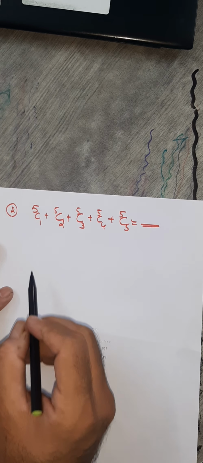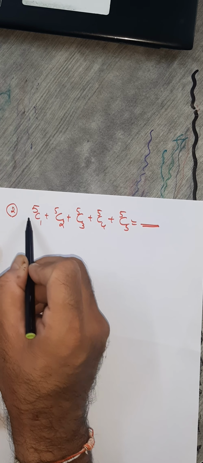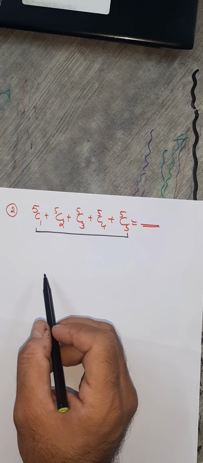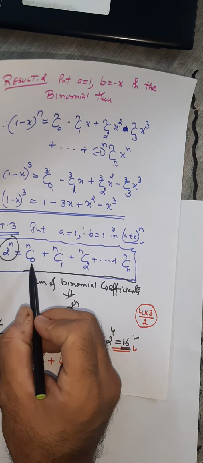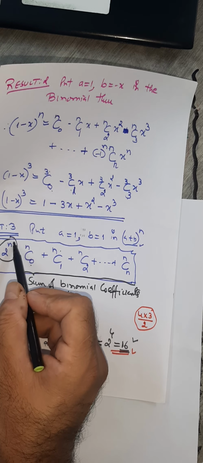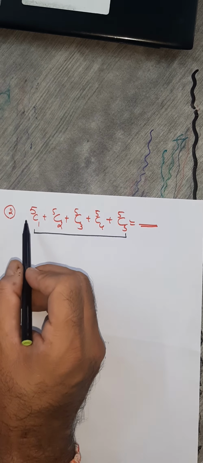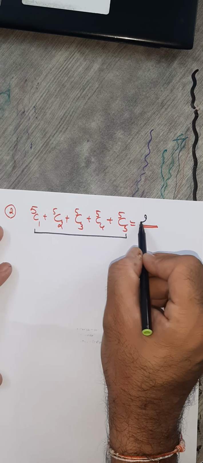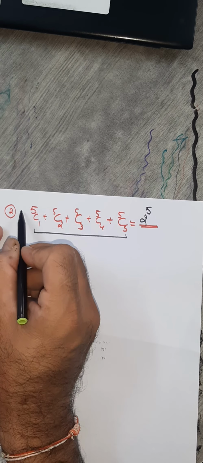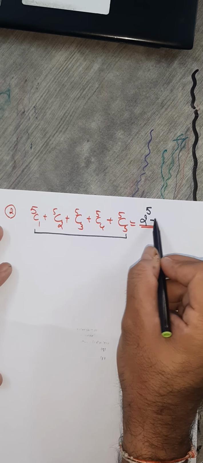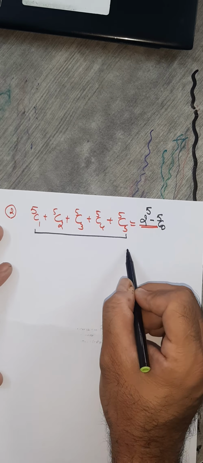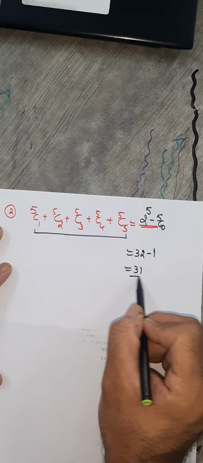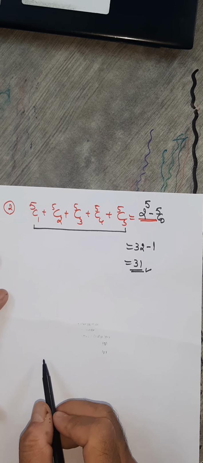The other way is, if it starts with 5c0, then this is 2 raised to 5. Is it? If it starts with 0 up to this last term, then it is 2 raised to n. But here the 0 term is not there. So you consider there is a 0 term here. So what will be your answer here? 2 raised to 5, and this 0 term you take to this side, so minus 5c0. It is 1. 2 raised to 5, 32 minus 1. So your answer is 31. That way also you can answer.